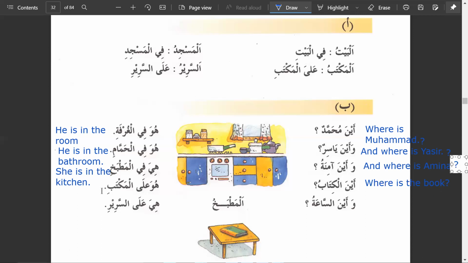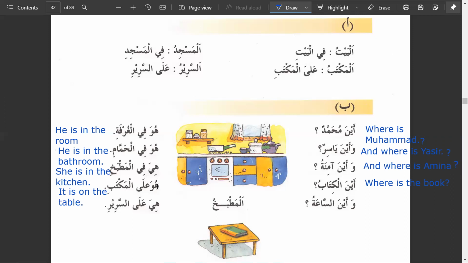So what's the answer? Huwa alal maktabi. Where is the picture? At the bottom. Yeah, so you can see the picture over here. So huwa alal maktabi means? It is on the table. Yeah, it is on the table. Right?